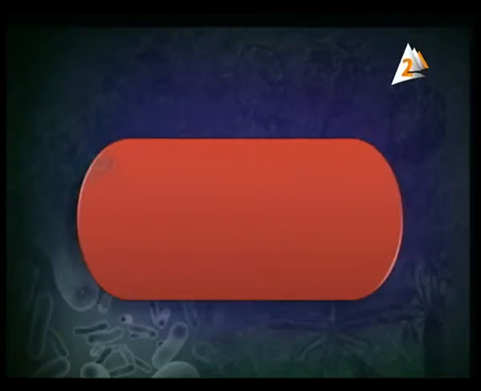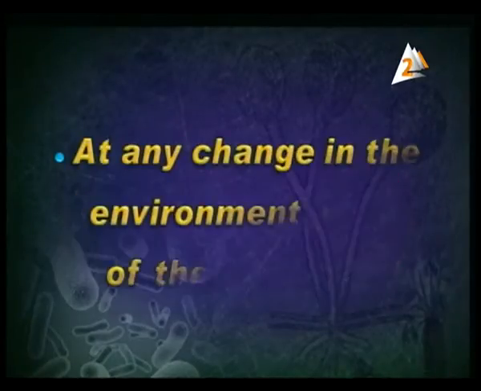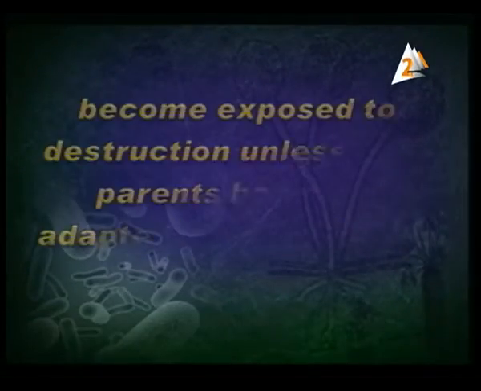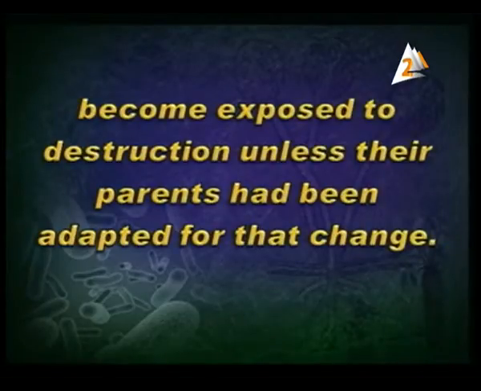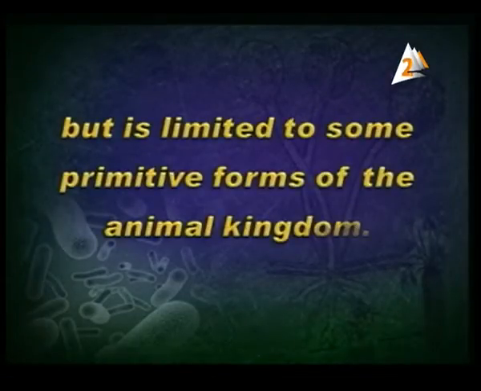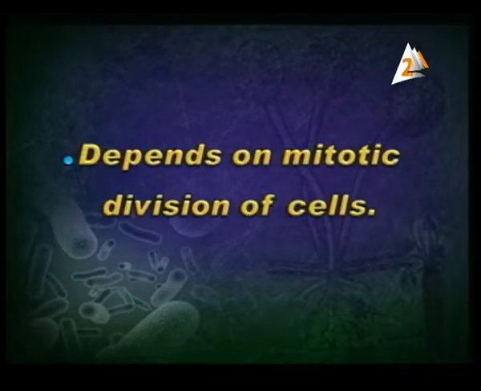Let's talk about the properties of asexual reproduction. At any change in the environment, most of the offspring become exposed to destruction unless their parents had been adapted for that change. Also, this kind of reproduction is common in the plant kingdom, but is limited to some primitive forms of the animal kingdom. And also, it depends on mitotic division of cells.